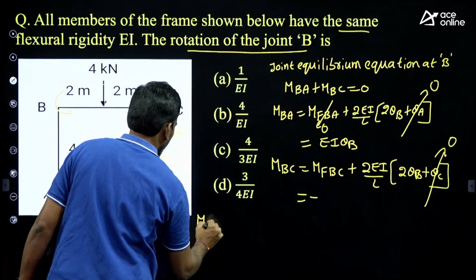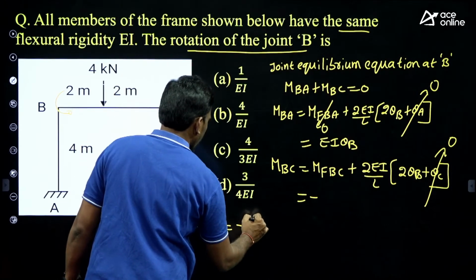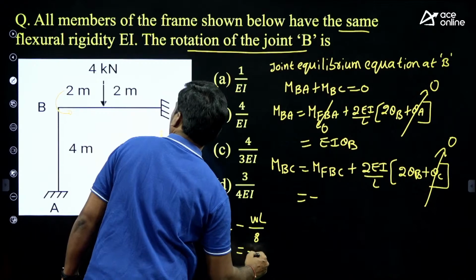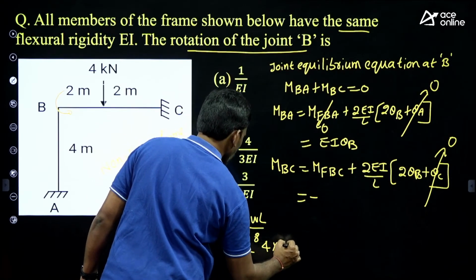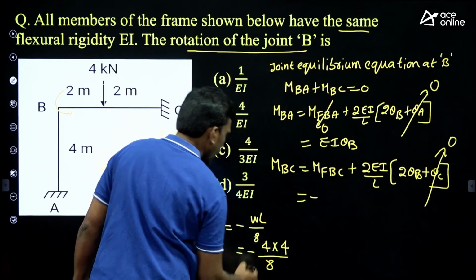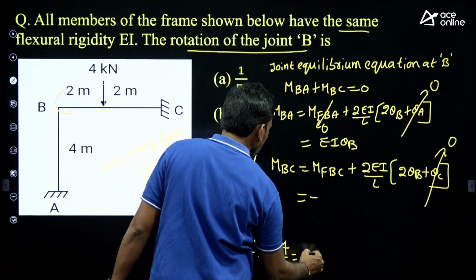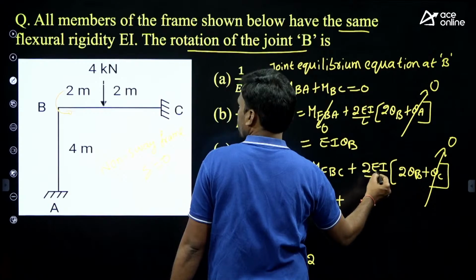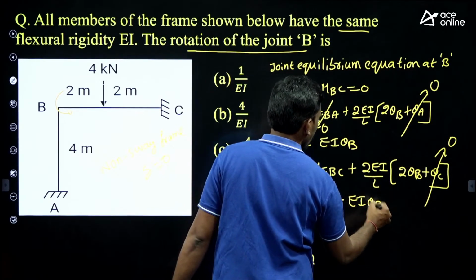Fixed end moment for member BC, minus for a point load, this is WL by 8, right? What is the W value? W is given as 4 and the span is given as 4, divided by 8. Yes or no? Then this equals minus 2. So this is minus 2 and the span is 4. Then this is EI theta B.